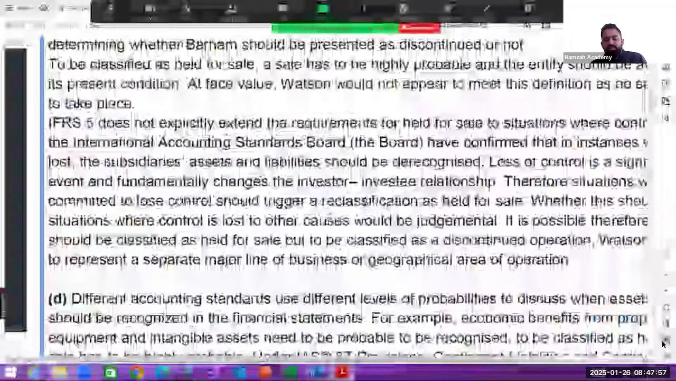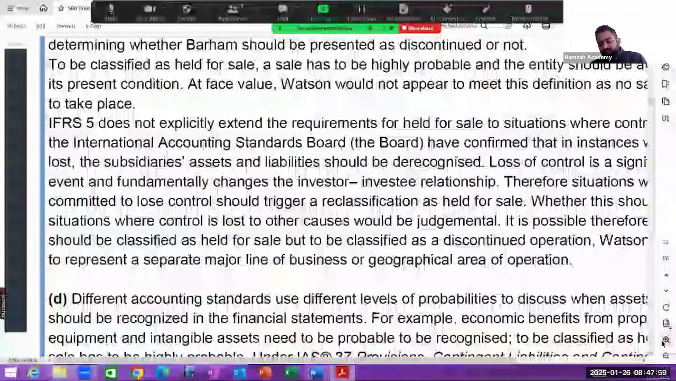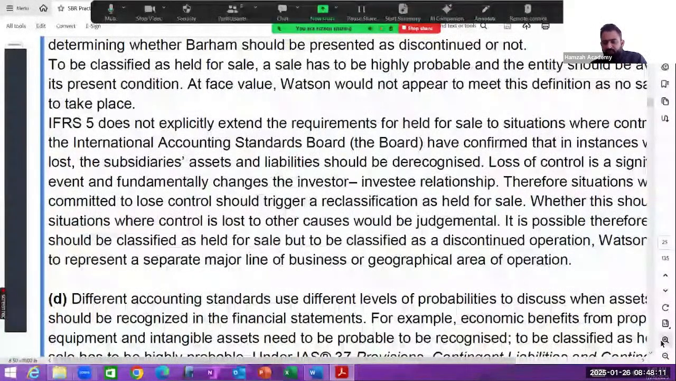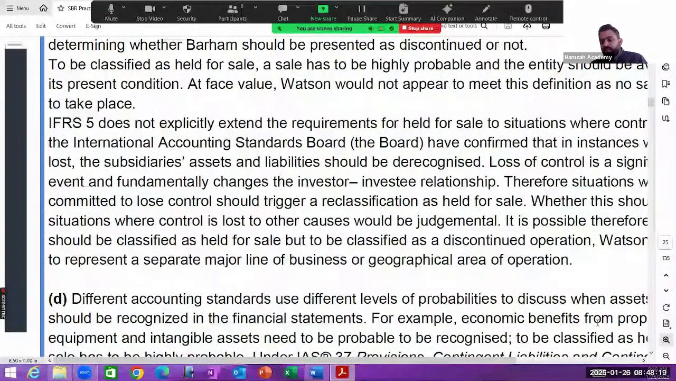But in order to classify a discontinued operation, the company should be a separate product line or geographical area, and it is not discussed in the question whether it is or not. So we will keep the discussion open on that. If it presents that, then it can be a discontinued operation, otherwise not. Okay.